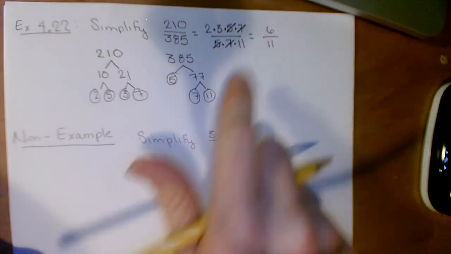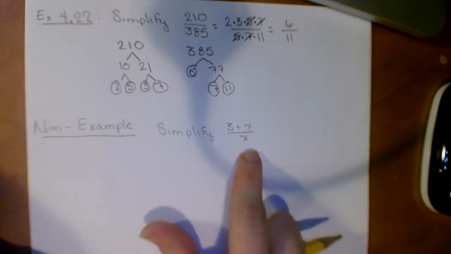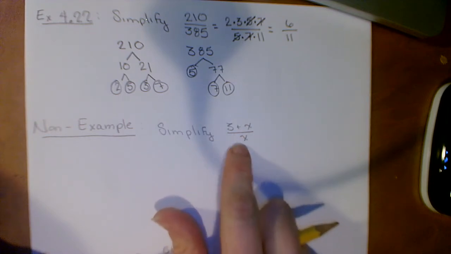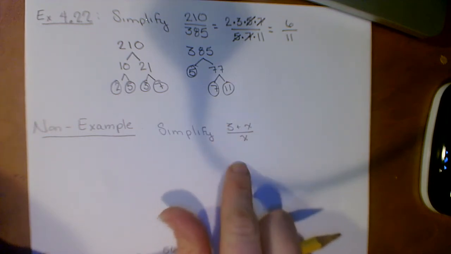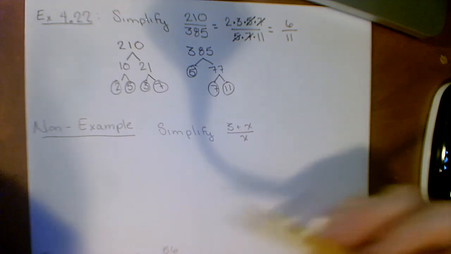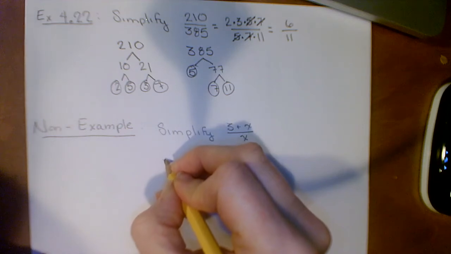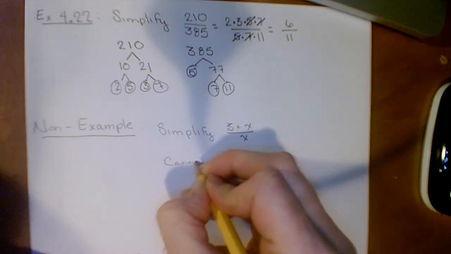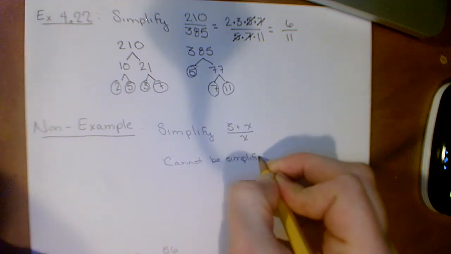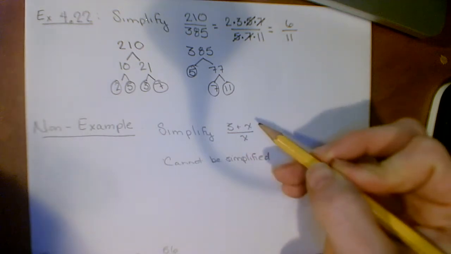All right, so let's now move on to what I'll call a non-example. This is an example that people get wrong many times. Let's simplify 3 plus x divided by x. So 3 plus x over x. A lot of people see that there's x's in common and they just really want to cross them out. However, this is already simplified. It cannot be simplified because x is not a factor of the numerator.